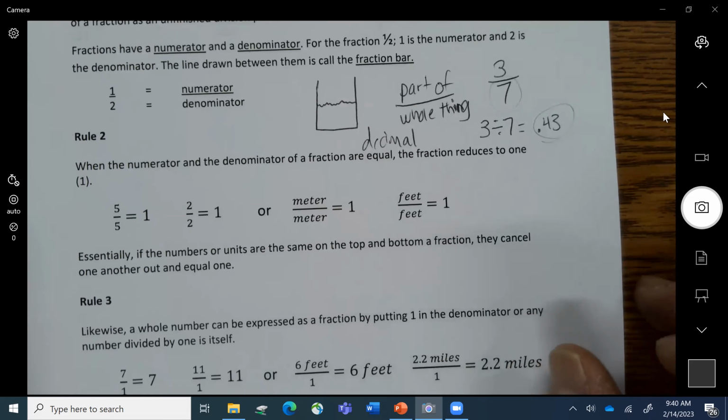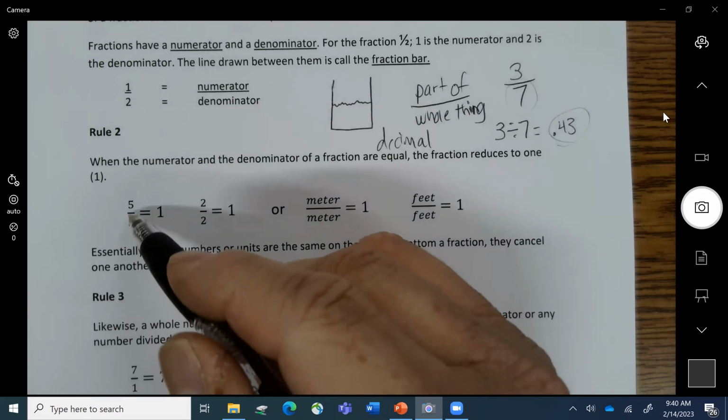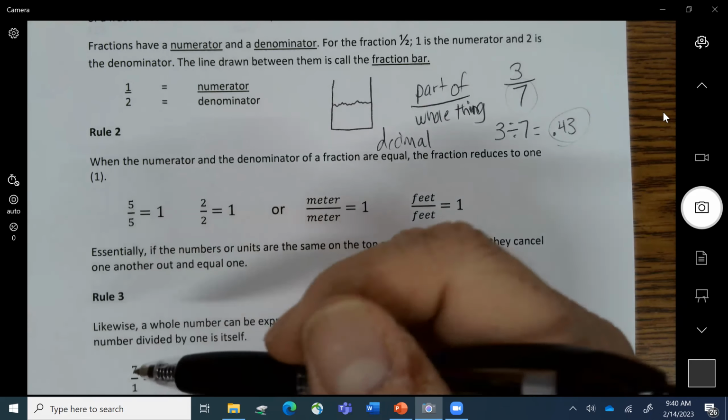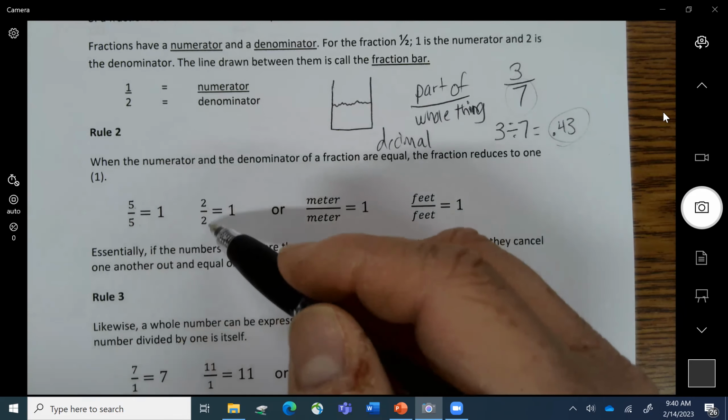Rule 2 of fractions states that anytime something is divided by itself, it equals 1. So 5/5 equals 1. 2/2 equals 1.